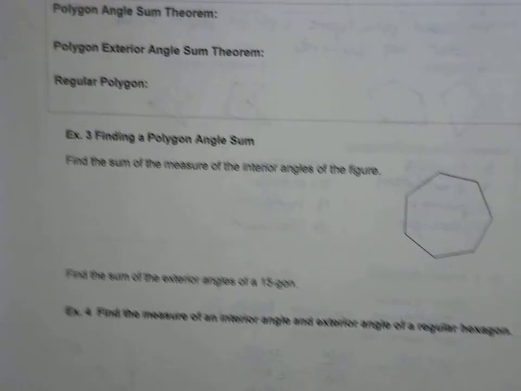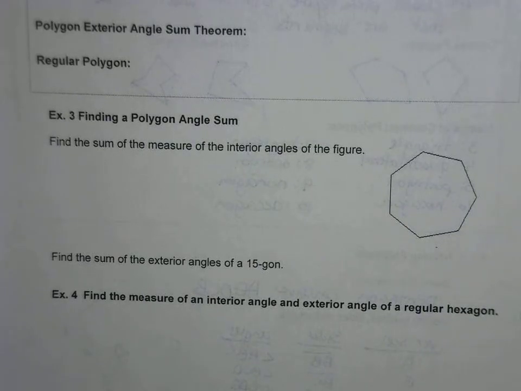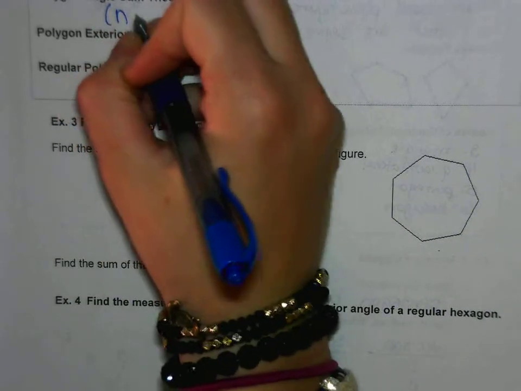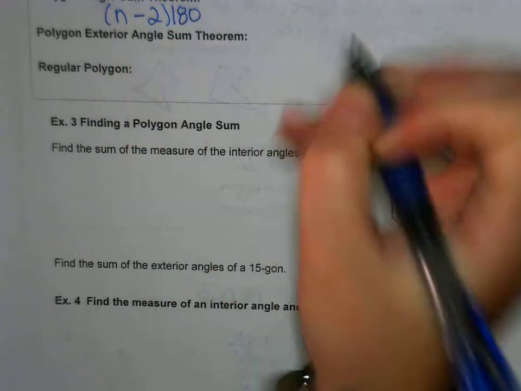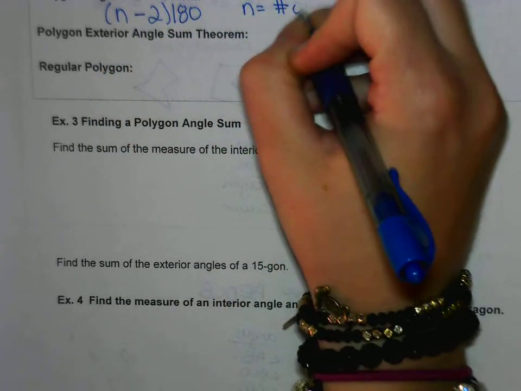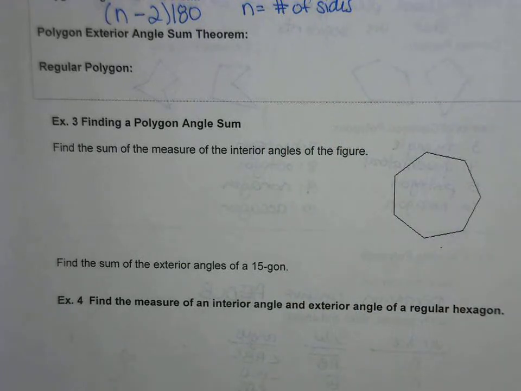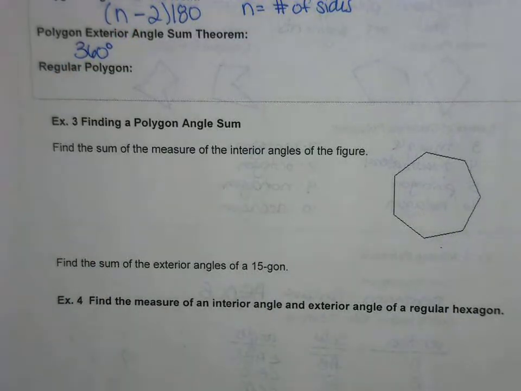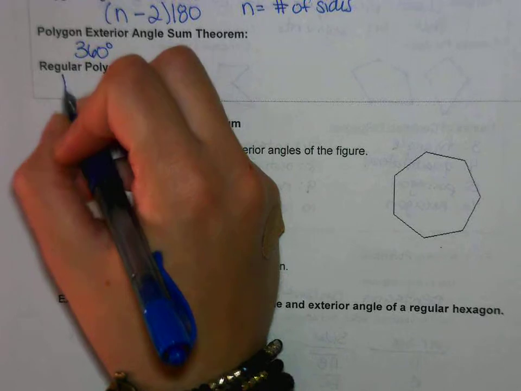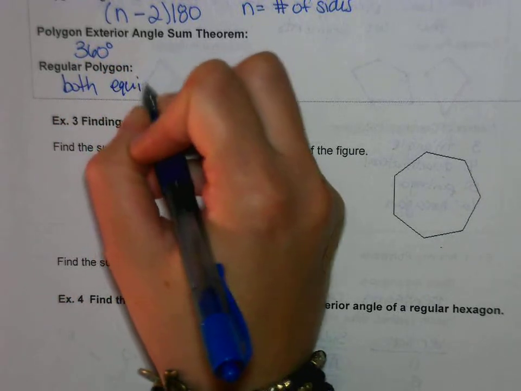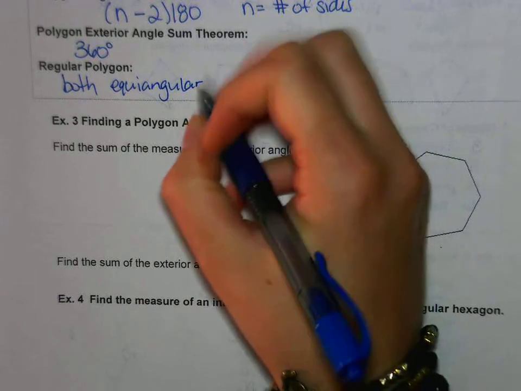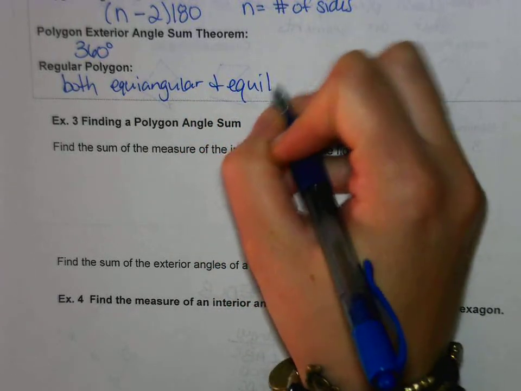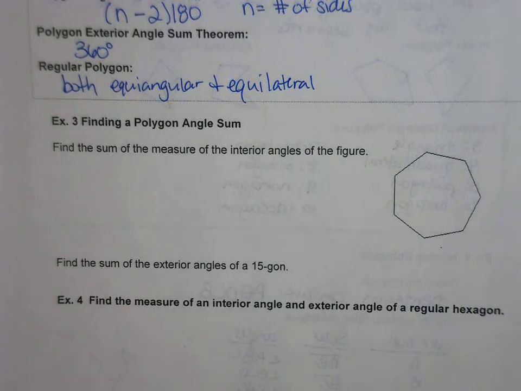Polygon angle sum theorem. So if we want to find the sum of all the interior angles of our polygon, we would use n minus 2 times 180, where n stands for the number of sides of our polygon. In the polygon exterior angle sum theorem, all our exterior angles add together and they equal 360 degrees. A regular polygon has equal angles, and it's also equilateral.